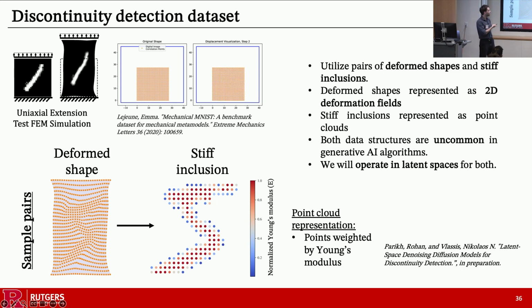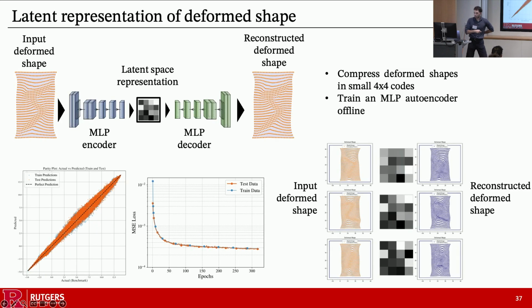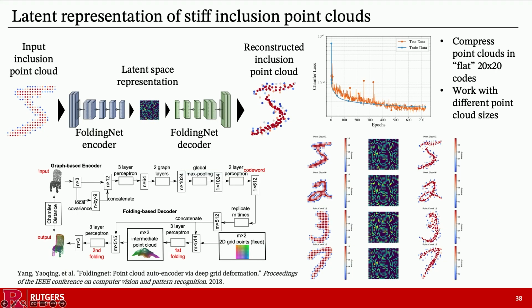Because there are not that many very well-established DDPM models that work with these types of data structures, we said, let's operate in a latent space for both. So that's what we do. We set up autoencoders to compress our deformed shapes into 4x4 codes. We can train them offline or during the DDPM training, and we can see the reconstruction capacity is very good. We can do the same for the point clouds. This is more important because there are not that many point cloud autoencoders.